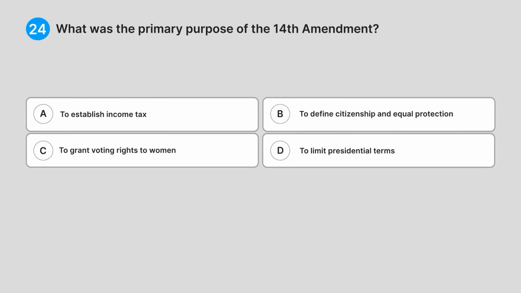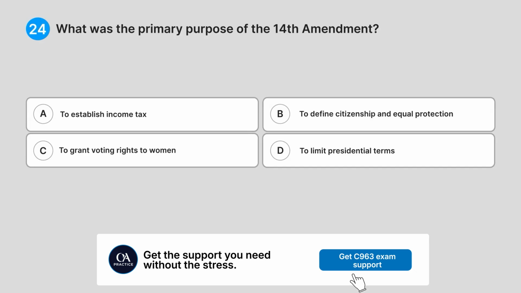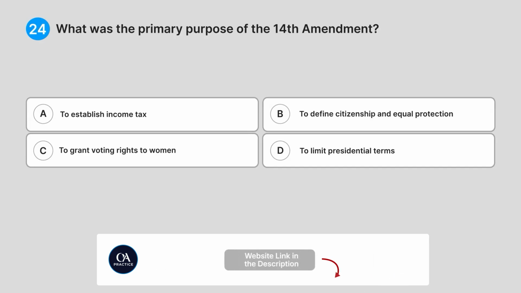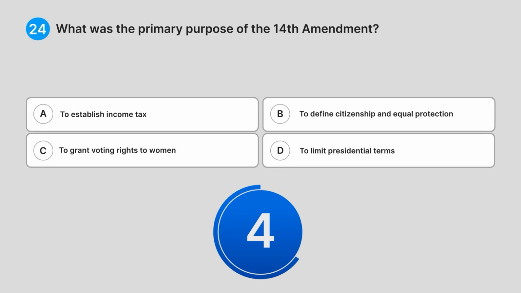24. What was the primary purpose of the 14th Amendment? A. To establish income tax. B. To define citizenship and equal protection. C. To grant voting rights to women. D. To limit presidential terms. Do you know the answer?